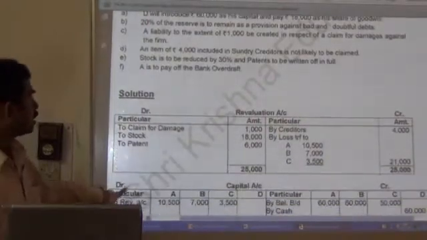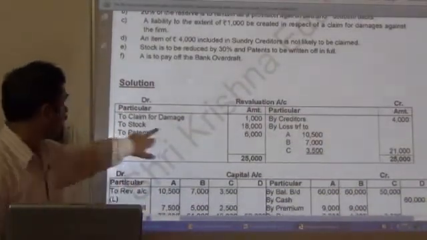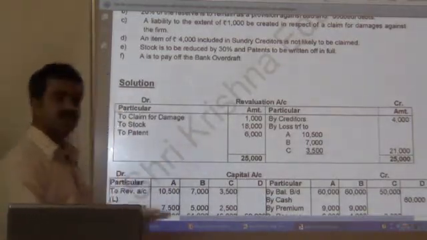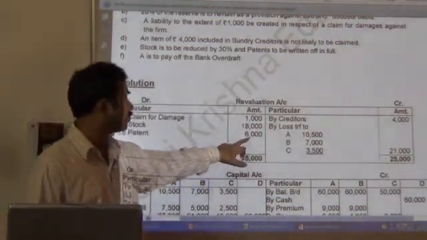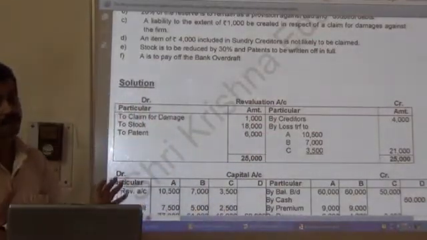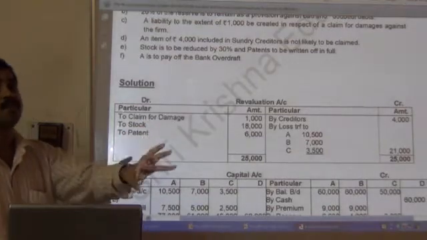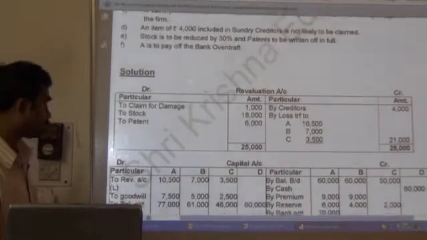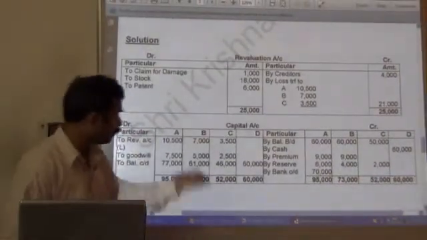This is my solution. You have a revaluation account: claim for damages 1,000, stock reduced by 18,000, patents total 6,000, creditors 4,000. See carefully, I have not taken reserve for doubtful debts because it is from that particular reserve, the old general reserve itself. Now see about the capital accounts very carefully.